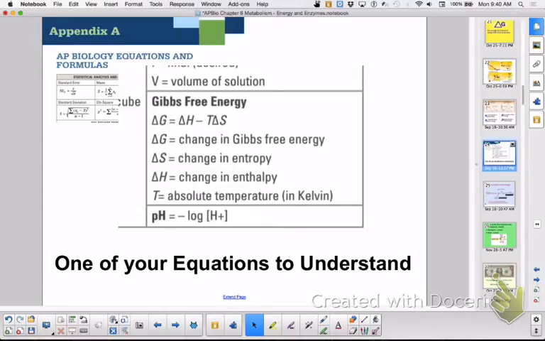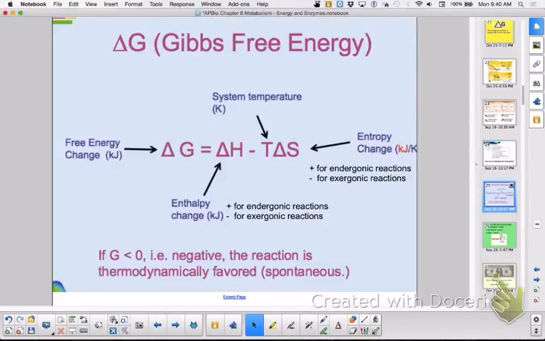So delta G is change in free energy. Delta S is change in entropy, you've got that. Delta H is change in what? Enthalpy, and I'll talk about that in just a minute. And then T is temperature in Kelvin. Take a look at this right here. Okay, so your overall amount of free energy, and again, you don't have to memorize this equation. I'm just kind of walking you through.